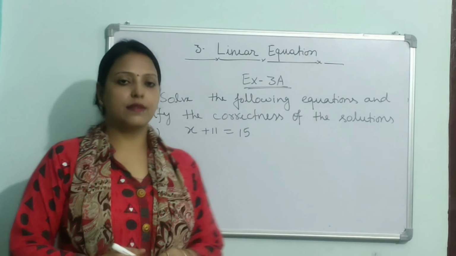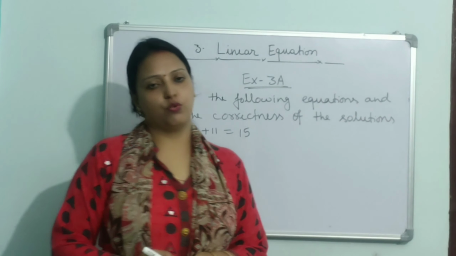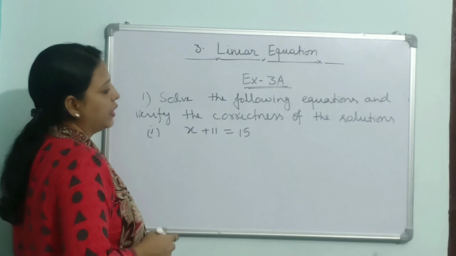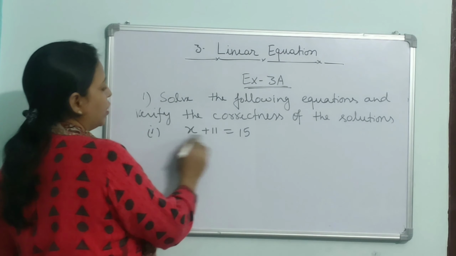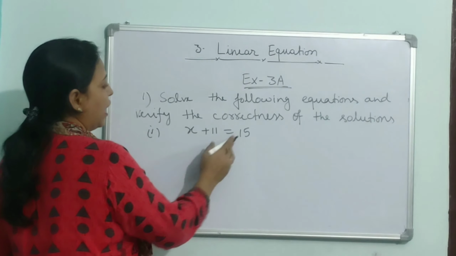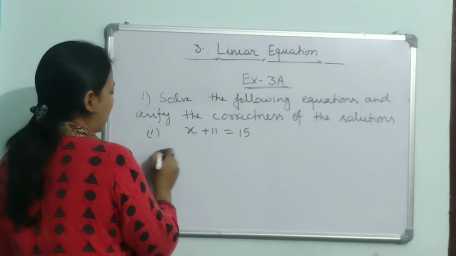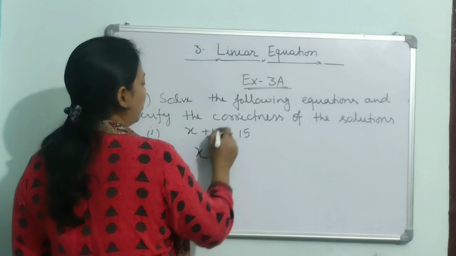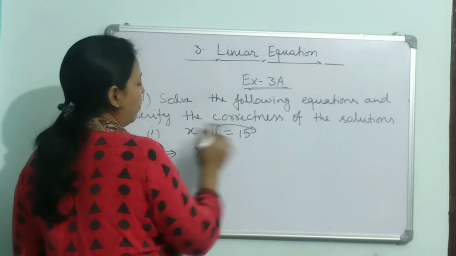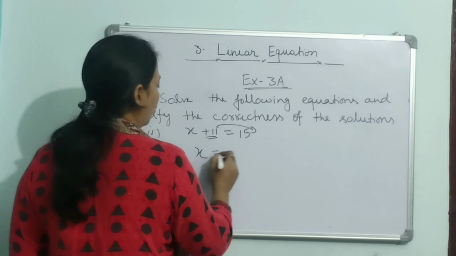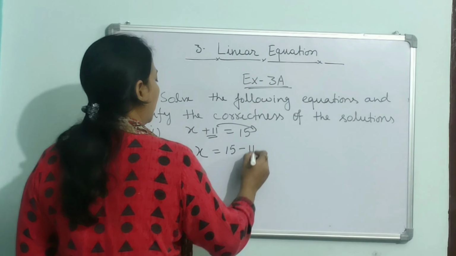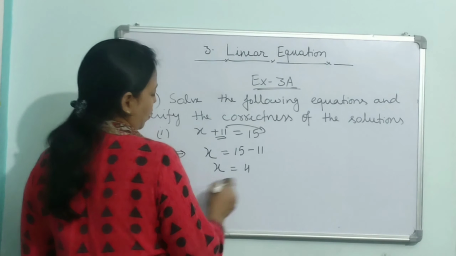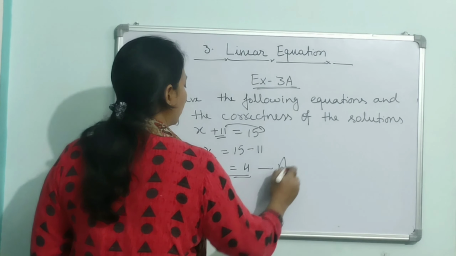Now let us start exercise 3A, first question. The question is, solve the following equation and verify the correctness of the solution. So the first linear equation is x plus 11 is equal to 15, and I will solve it with the transposition method. So this plus 11 we will shift to the other side, so it will become minus 11. x is equal to 15 minus 11. 15 minus 11 is equal to 4. So this is the solution. This is the answer of this equation.